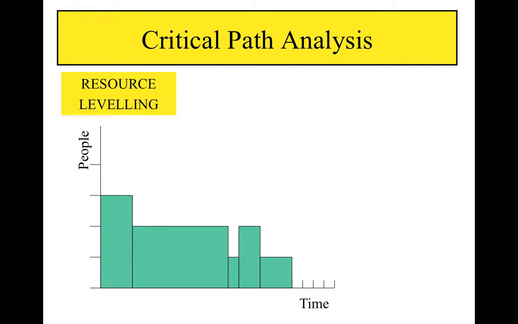Now, in this diagram, we can see that 3 people are being used at the most on this project. However, it may actually be a little bit more cost effective to only have 2 people working on the project and have it finishing a little later. This is known as resource leveling.